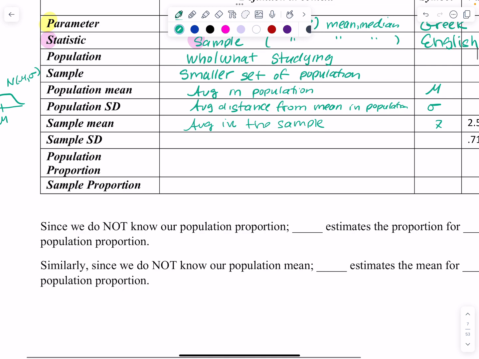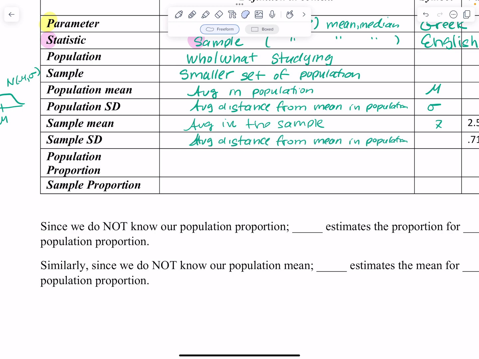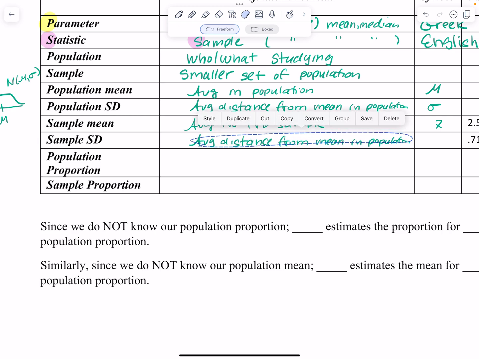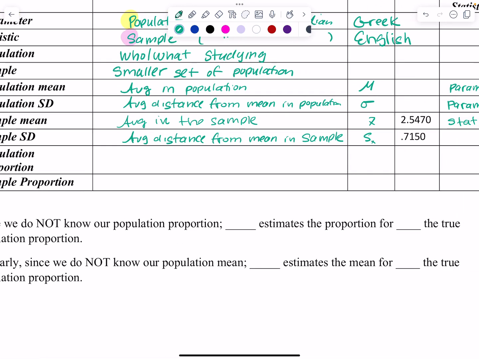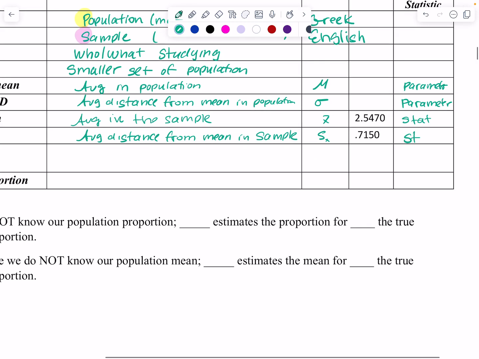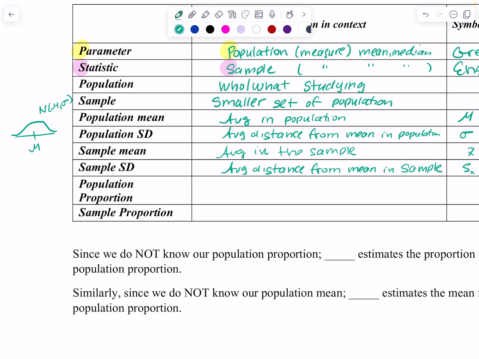The sample standard deviation is, of course, the average distance from the mean. And I'm going to just copy this to show you here. This is the same thing, except instead of the population, it is the sample. And it is S, or you'll see it as SX, standard deviation of X, standard deviation of Y, et cetera. And that is also a statistic. Statistics, remember, are data gathered from my sample, and parameters are data gathered from my population.